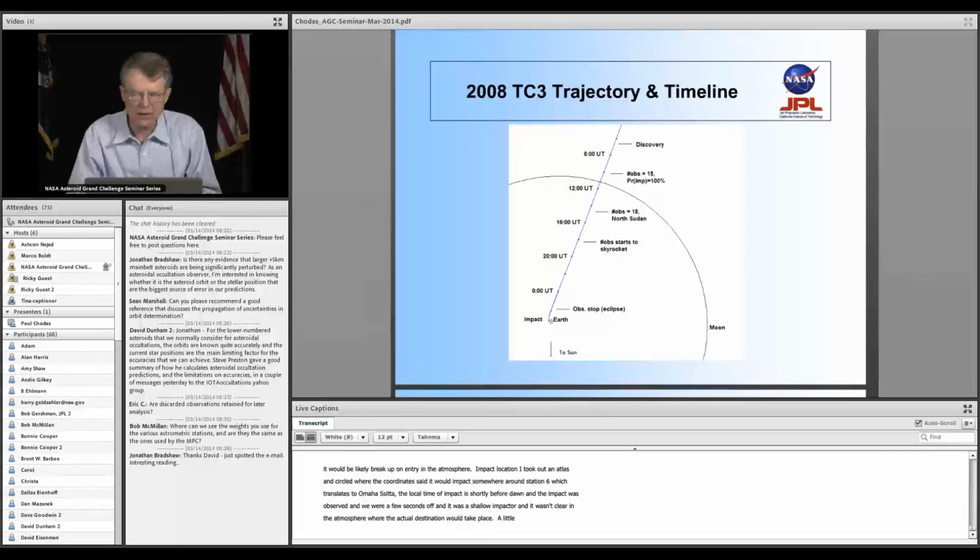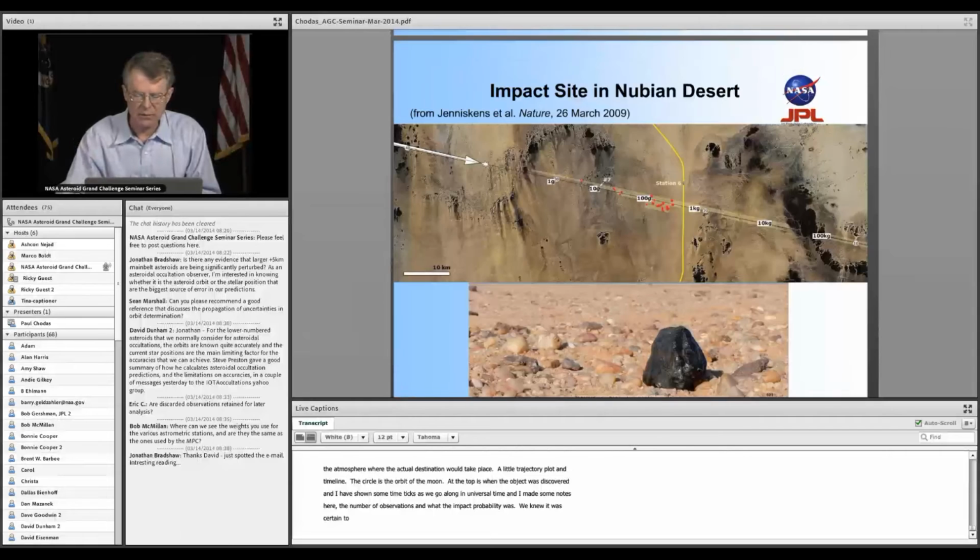A little trajectory plot and timeline. The circle is the orbit of the moon. At the top is when the object was discovered. I've shown some time ticks as we go along in universal time and made some notes here, the number of observations and what the impact probability was. We knew it was certain to hit the Earth when it was still beyond the moon. The observations finally stopped when the object went into eclipse near the Earth.